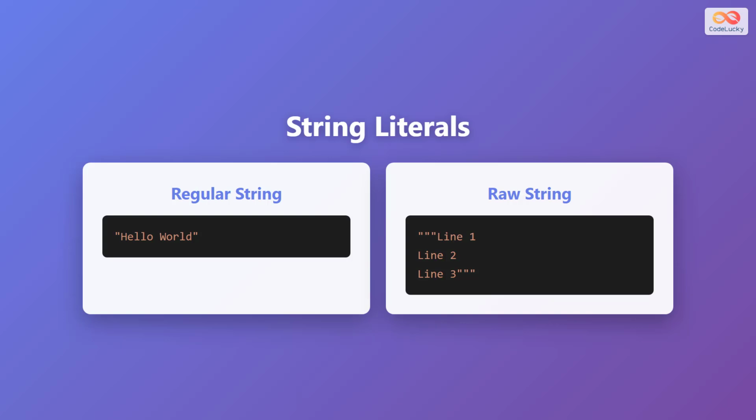Kotlin supports two types of string literals. First is the regular string, enclosed in double quotes, which is used for single-line text. Second is the raw string, enclosed in triple double quotes, which preserves line breaks and formatting, making it perfect for multi-line text.